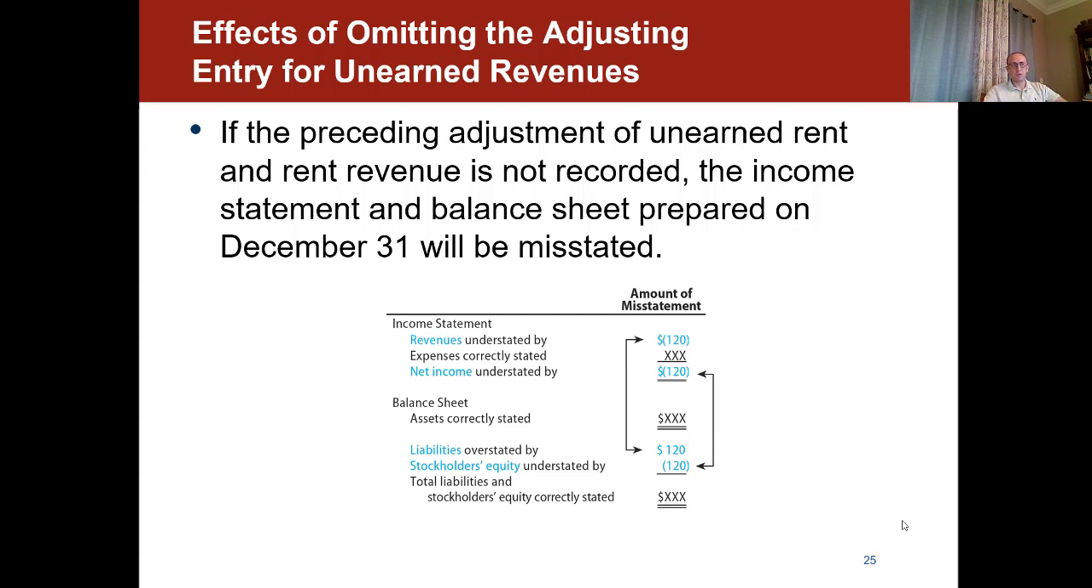So again, 4 parts of the income statement and balance sheet would be affected. Revenues would be understated, net income would also be understated, liabilities would be overstated because I wouldn't have reduced my liability, and stockholders' equity would be understated because I didn't include the net income.